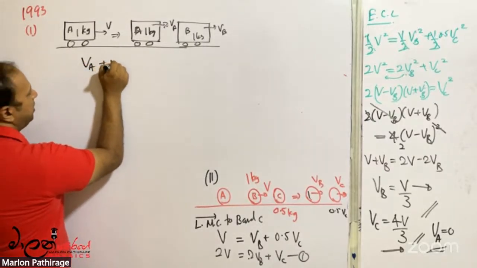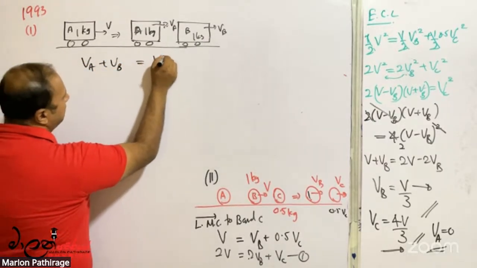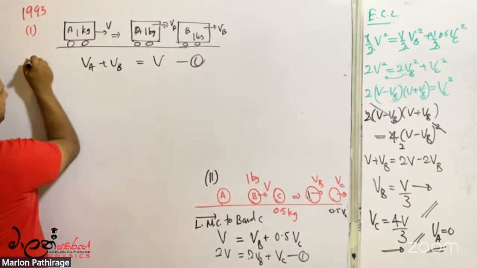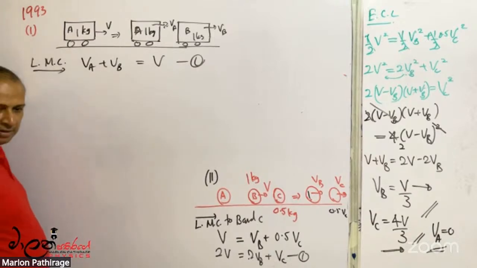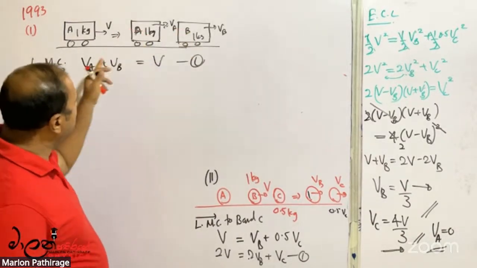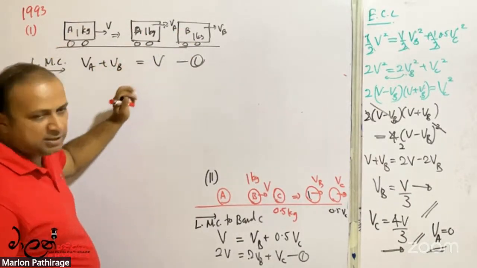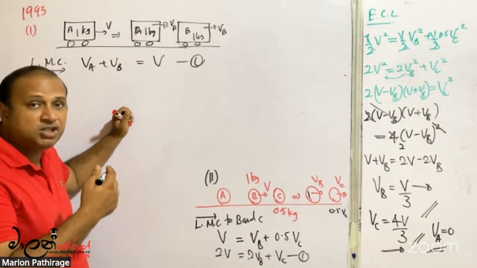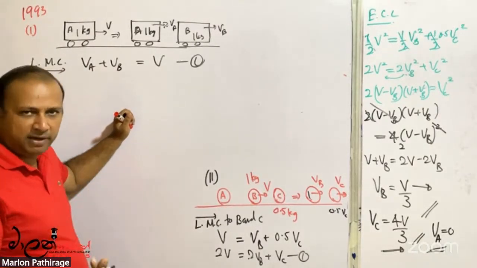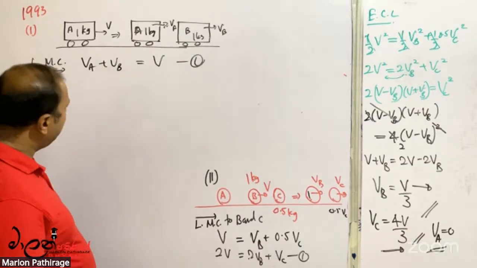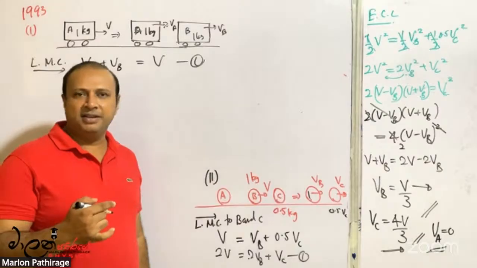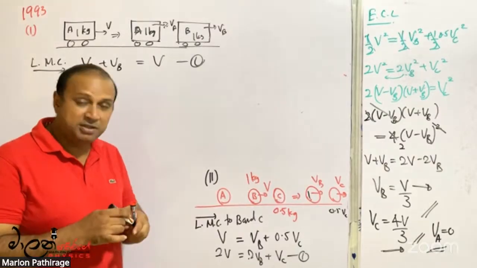VA plus VB is equal to V. This is due to linear momentum conservation. This is the final momentum, VA plus VB. Initial momentum is V. I have not mentioned mass here because all the masses are 1 kg. Therefore, no need to write mass. Then the other relationship is what?